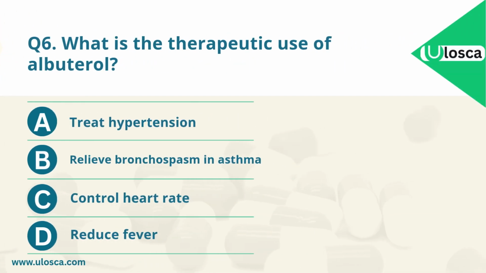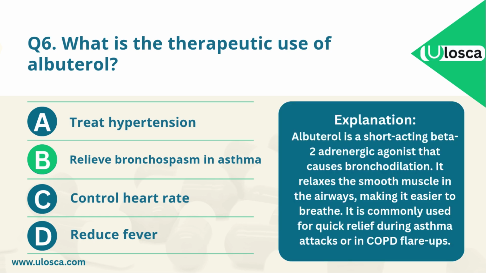The correct answer is B. Relieve bronchospasm and asthma. Explanation. Albuterol is a short-acting beta-2 adrenergic agonist that causes bronchodilation. It relaxes the smooth muscle in the airways, making it easier to breathe. It is commonly used for quick relief during asthma attacks or in COPD flare-ups.